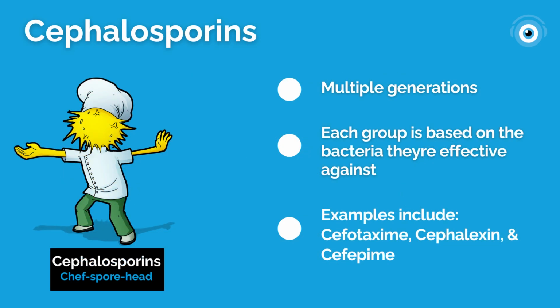Next, we have cephalosporins. There are multiple generations of cephalosporins. Each generation is grouped based on the bacteria type they're effective against. Check out these 3 examples. We have cefotaxime, cephalexin, and we've got cefepime.